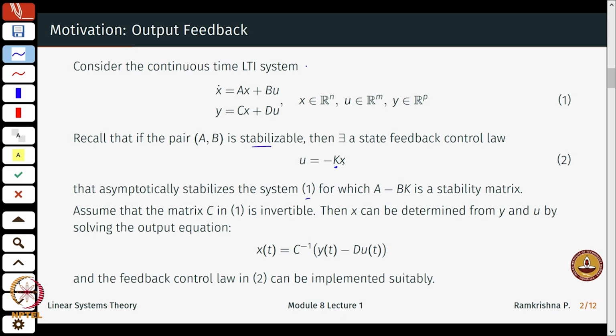Now the point is, how do we get this x? So what we have for measurements is the following. I measure the outputs. These are what are available for measurement. So assume that if C is invertible, then I can determine this x instantaneously and can directly feed it back. So this u can be directly computed as u of t equal to minus K times x of t, and the implementation of that feedback control law is kind of trivial. It's very straightforward.